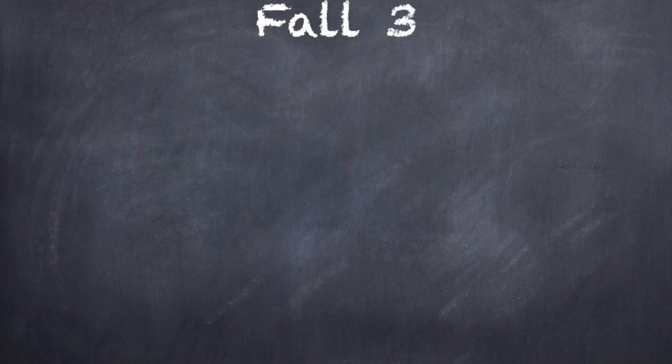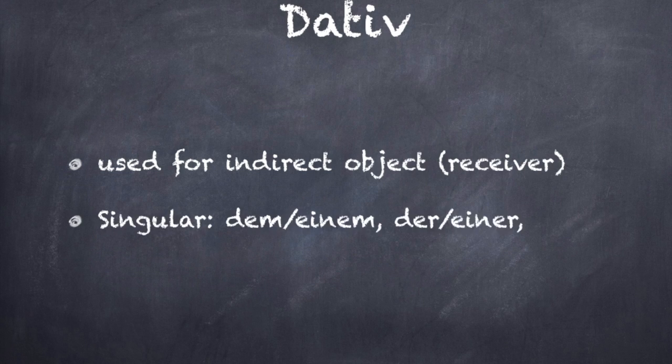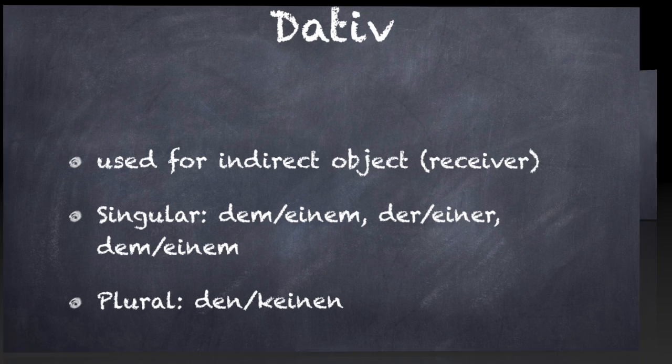Brings us to Fall 3, der Dativ. And the dative is used for an indirect object. So we call it the receiver of an object or an action. So the singular here is dem and einem, der, einer, and dem and einem, and the plural den and keinen.